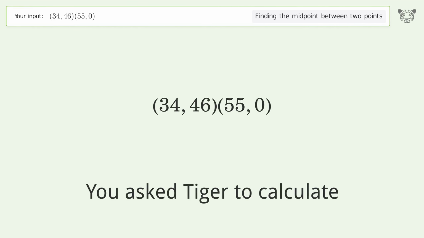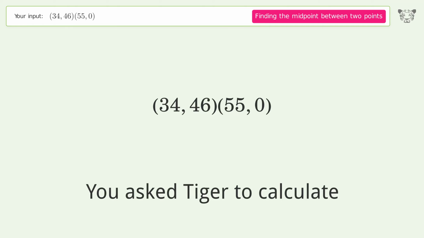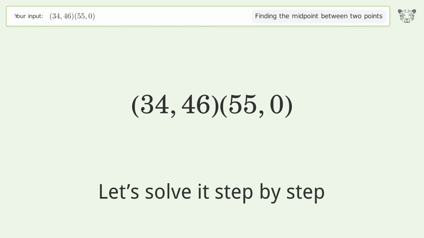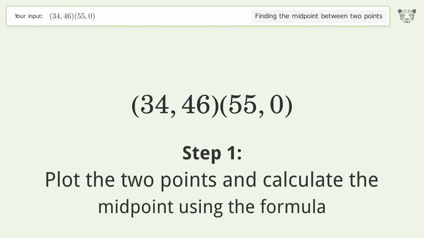You ask Tiger to calculate. This deals with finding the midpoint between 2 points. The midpoint between the 2 points is 44.5, 23. Let's solve it step by step. Plot the 2 points and calculate the midpoint using the formula.